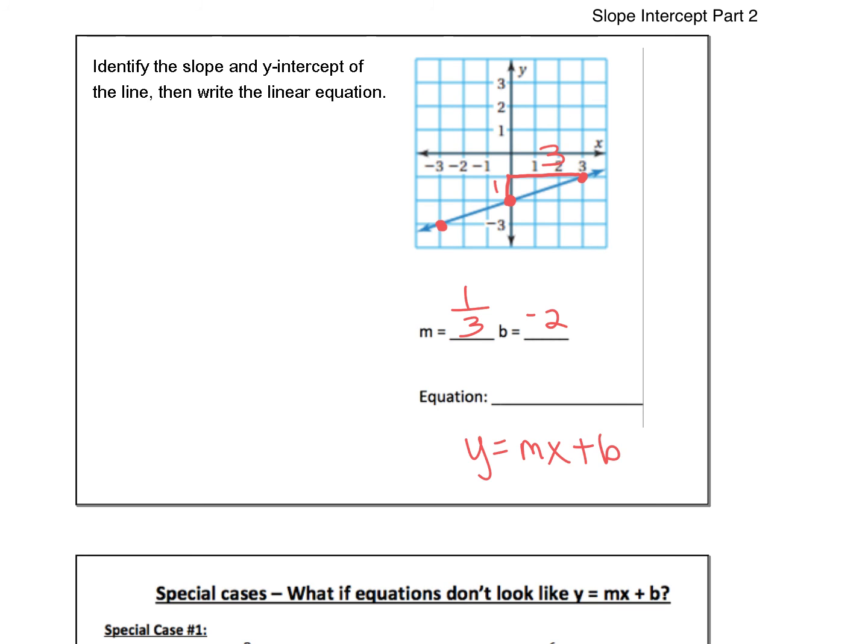All right, so I've got y equals mx plus b. So I replace m with the slope, and I replace b with the b, which is negative 2. So there's two ways to write this. It could be plus a negative 2, or you could just say minus 2. Either one is correct. They're both the same.